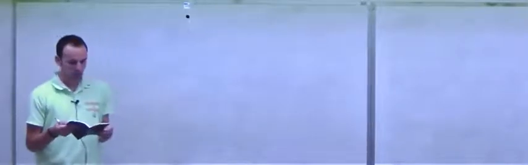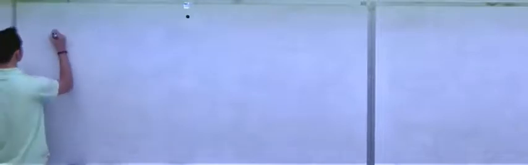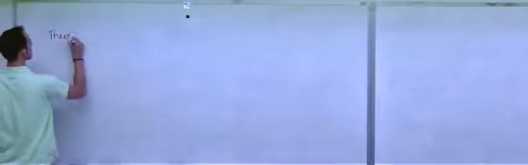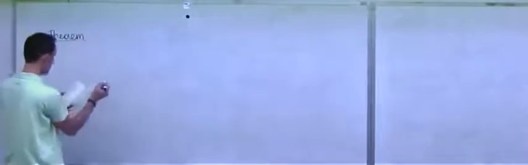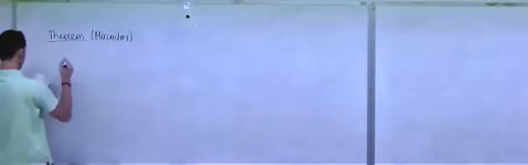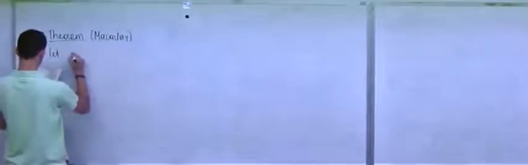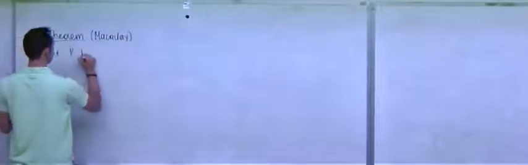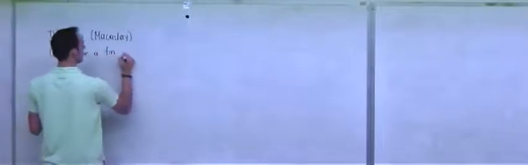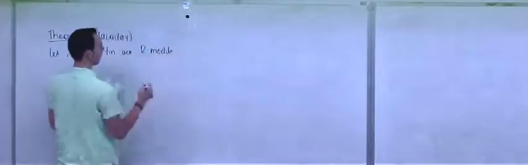So I want to start by showing you another way of computing Hilbert series, which is extremely useful. And it goes like this. This is a very nice theorem due to Macaulay. Let's say that we have a finitely generated module P over R, where R is our polynomial ring.